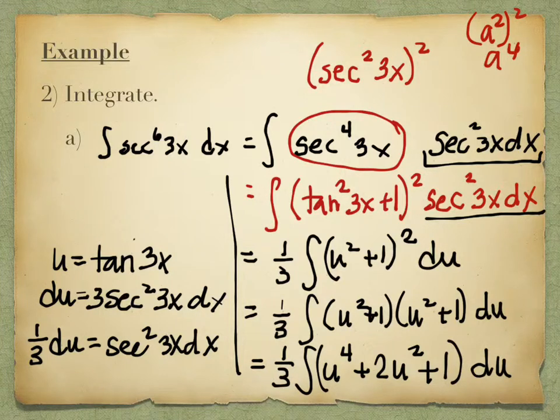First, outer, inner, last, right? So the first terms give me the u to the fourth. The inside gives me u squared. The outside gives me u squared. So I get 2u squared, and then the last one gives me 1. And I can integrate that, and I know you can too.